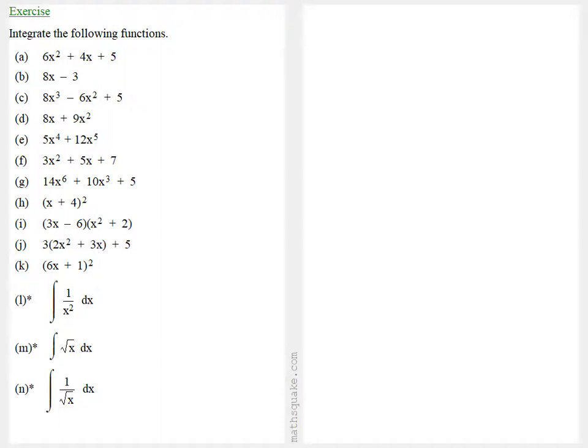Okay, let's have a look at the solutions. Now, when we integrate, the thing to do is to raise the power of x by 1 and then divide by that number. So in question A, we've got the integral of 6x squared plus 4x plus 5 dx.